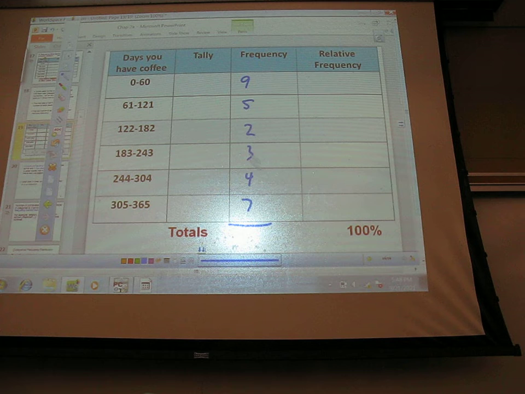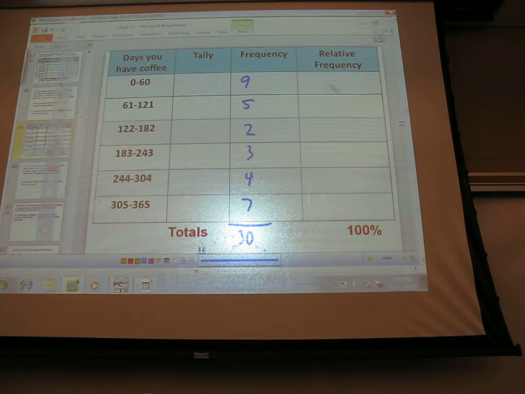We have a total of 30? Exactly 30? Well, that's convenient. Okay, so 30 people. So relative frequency, this would be 9 out of 30, same as 3 out of 10, so that's 0.300. Yeah? Okay, great.